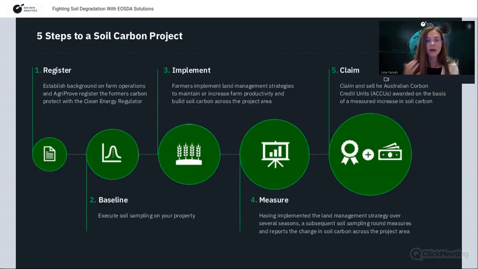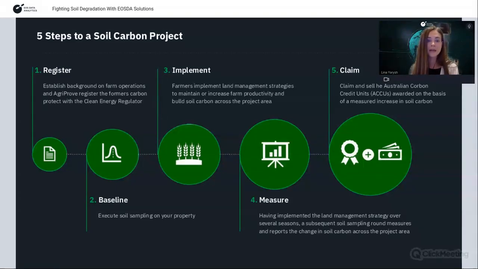And how do they get this credit? There are 5 steps you need to follow. First, you need to register. Then you need to execute soil sampling at your property to prove the state of your soil before starting implementing proper farm management techniques. Then you implement the farm management strategy.